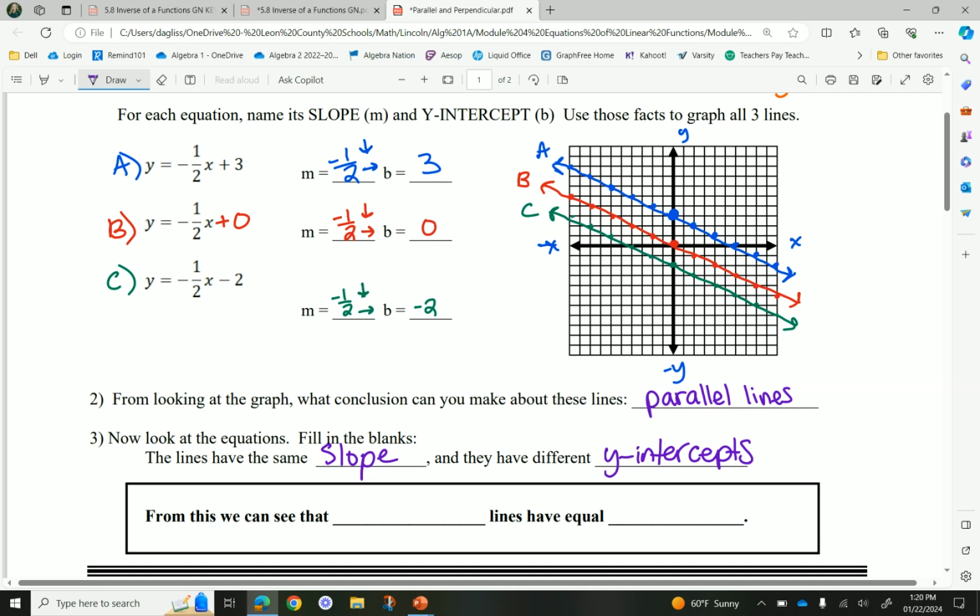Okay? So from this, we can see that parallel lines have equal slopes, which is that m value in our equation. So if they have the same m, they're going to be parallel lines. They're going to move the same way. They will never cross over.